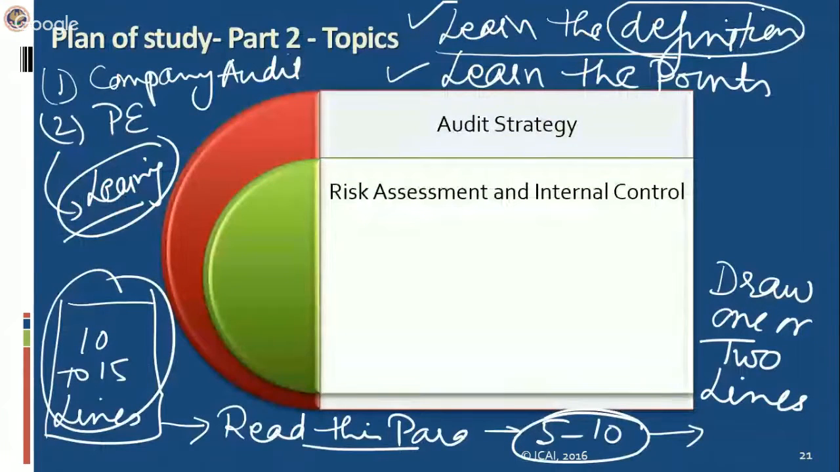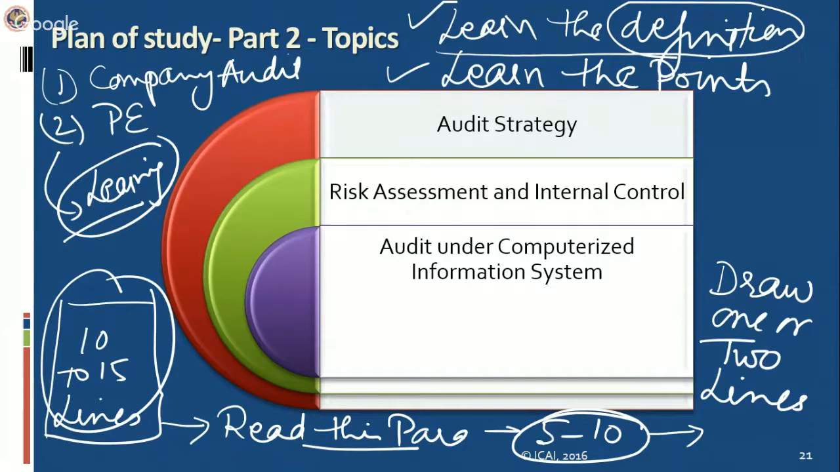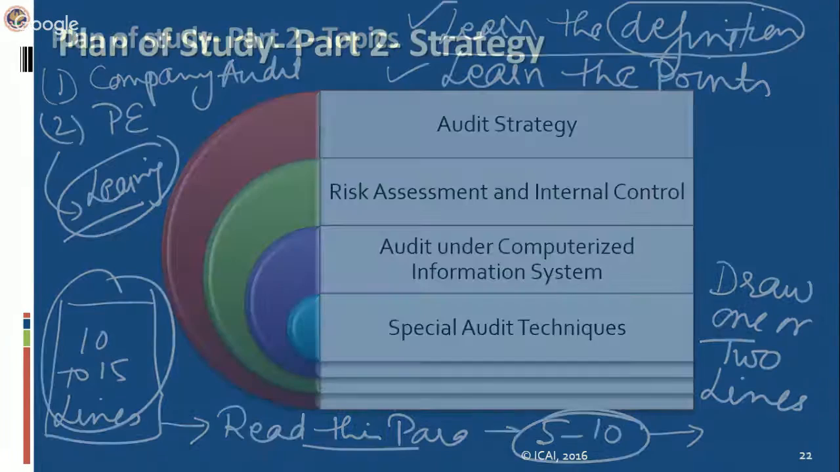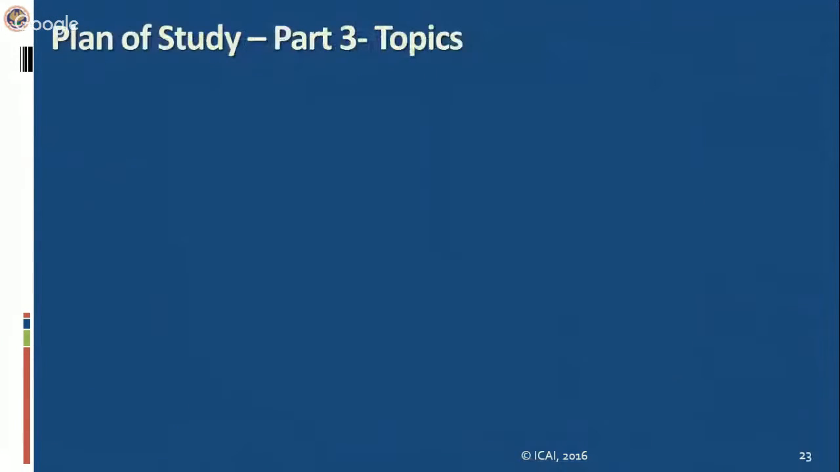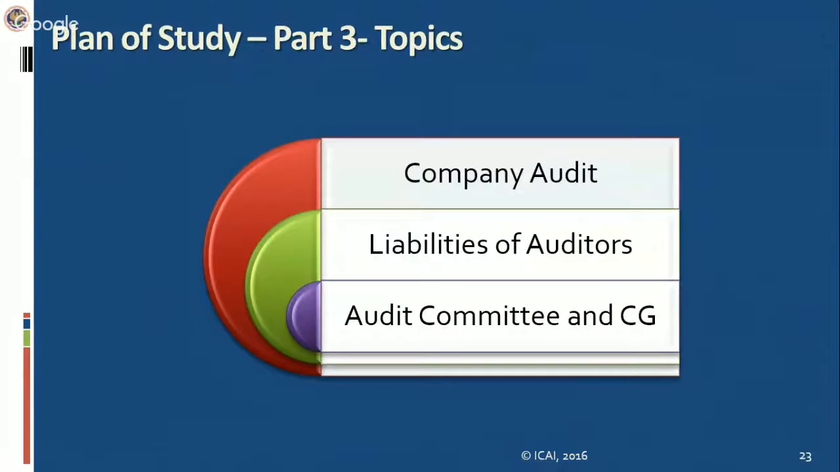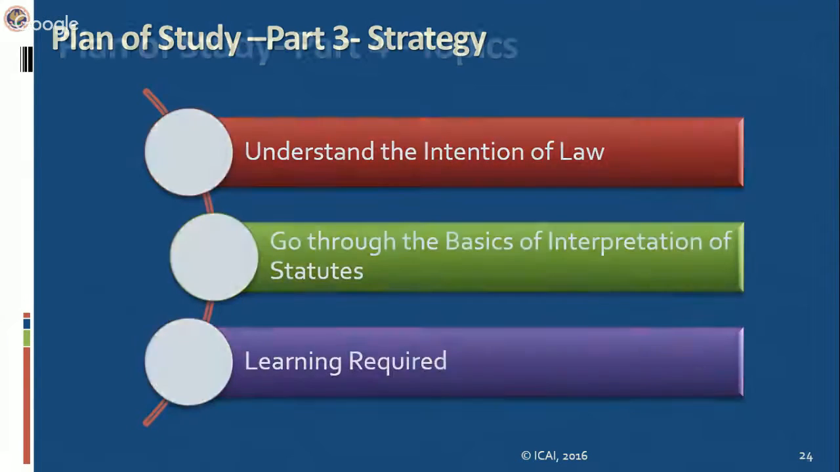Well, very well explained by Rajeev sir for Part 2 strategy, which covers the chapters on audit strategy, risk assessment and internal control, and then CIS and special audit techniques. Part 3, the company audit part, where students, please note, the Companies Act 2013 is very well applicable. Chapter 9 and Chapter 10 of the Companies Act 2013: Chapter 9 covers the accounts of the companies, and Chapter 10 covers the audit of the companies, from section 139 to 148, which you may get in Chapter 7 of your final level.